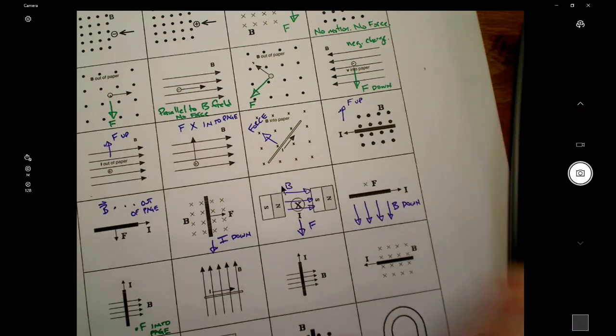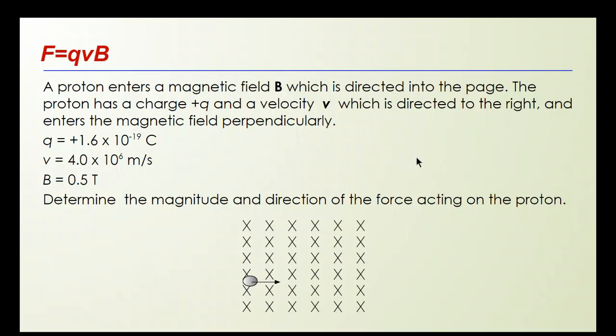Alright, so using all of this, let's take a look at the equations and how this relates to some problems here. So, here's a problem that you will encounter. In fact, in the next homework set, we have a few problems like this. In this problem, it says, a proton enters a magnetic field B, which is directed into the page. Those are shown by the X's on the screen. The proton has a charge plus q and a velocity v, and is moving to the right, and enters the magnetic field perpendicularly.